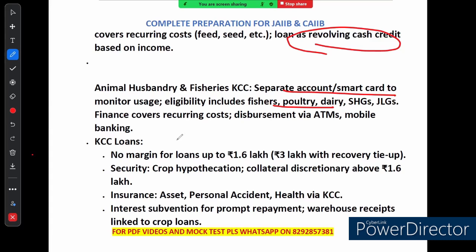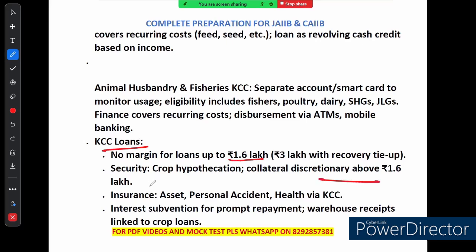KCC covers recurring cost like feed and seed, and the money can be easily accessed through ATM or mobile banking. Now if we talk about the KCC loan detail, so for loan up to 1.6 lakh, farmer don't need to provide any margin money, and if there is a recovery agreement in place, loan can go up to 3 lakh without margin. If we talk about the security, loans are secured by hypothecation of the crop. The crop act like a security. For amount above 1.6 lakh, bank may ask for collateral. Insurance, so sorry friends, farmer can also get asset insurance.